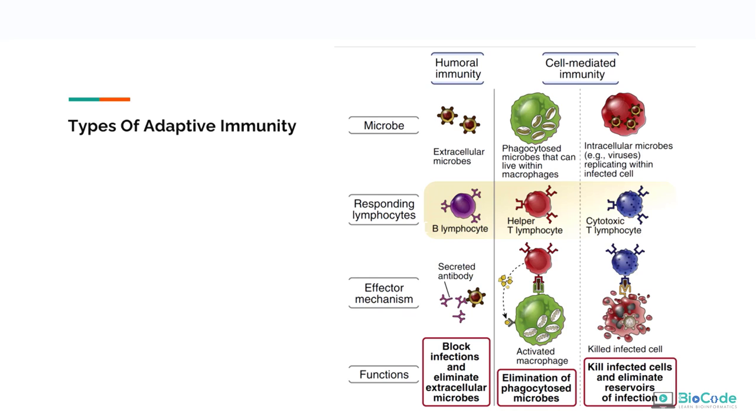The other type of adaptive immunity is cell-mediated immunity. There are two types. Here you can see a phagocytosed microbe that can live within a macrophage. This microbe is engulfed by a macrophage. Now this activates a helper T lymphocyte. The helper T lymphocyte binds to this macrophage, which activates it, and the elimination of phagocytosed microbes starts.